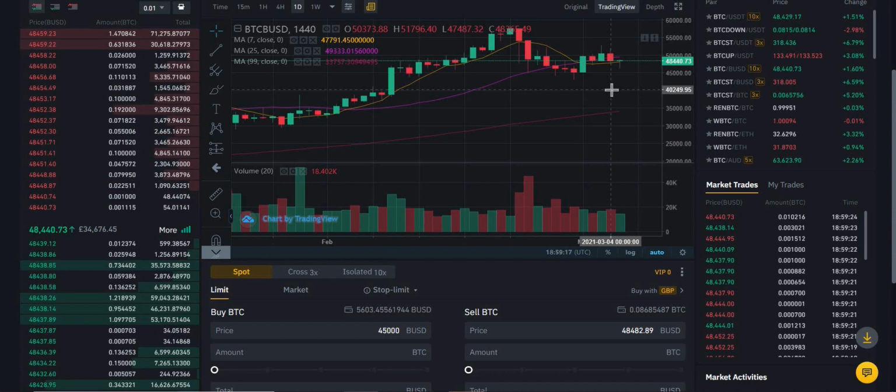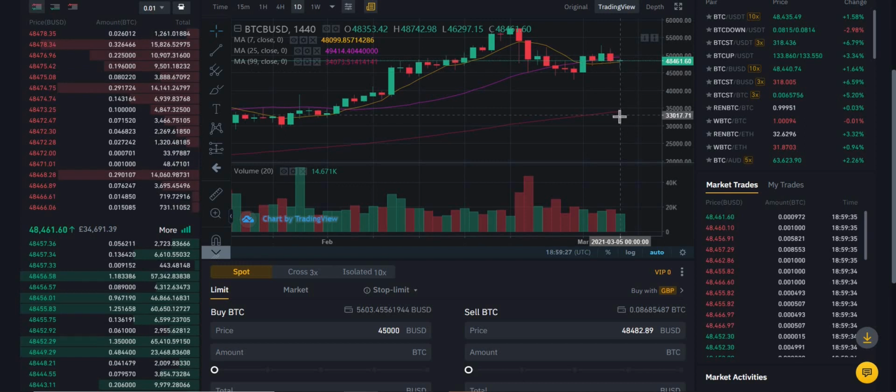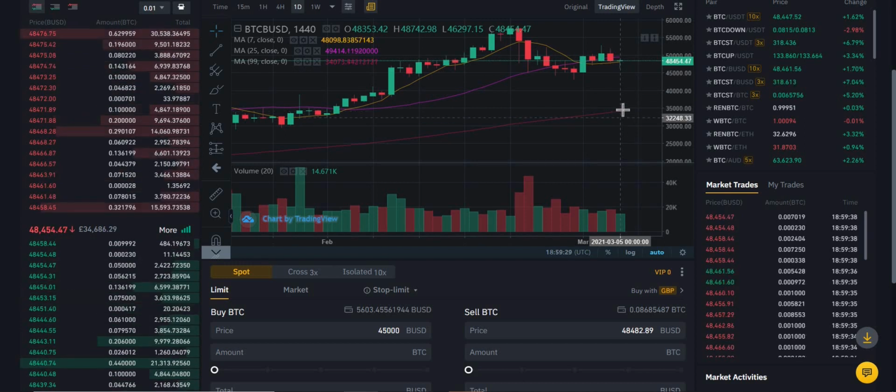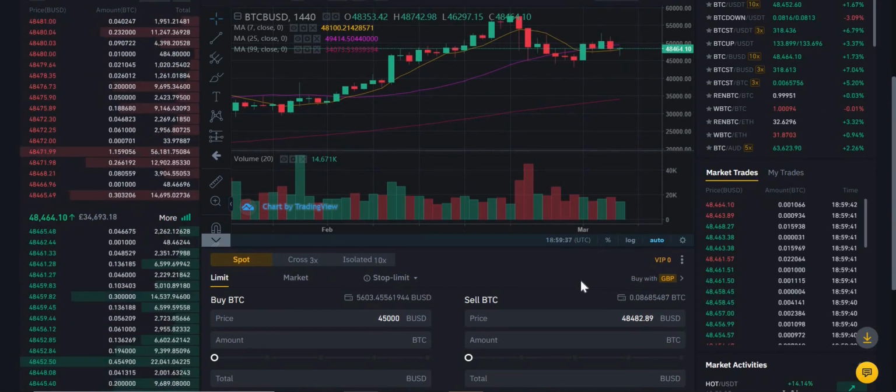So what I would do is maybe put a limit buy for, say, it's at 48 now, maybe like 38. And then if the price of Bitcoin were to crash down and hit 38, it would automatically buy some Bitcoin for me, and the price would go back up. And that's it, to be honest with you guys.